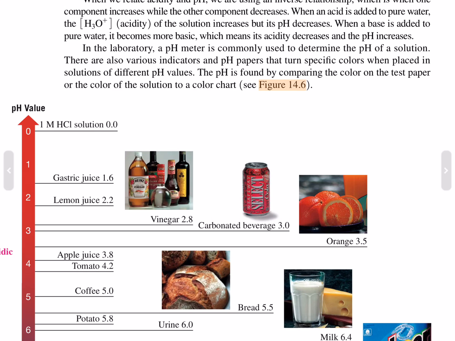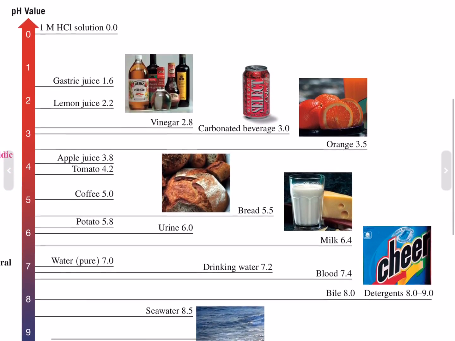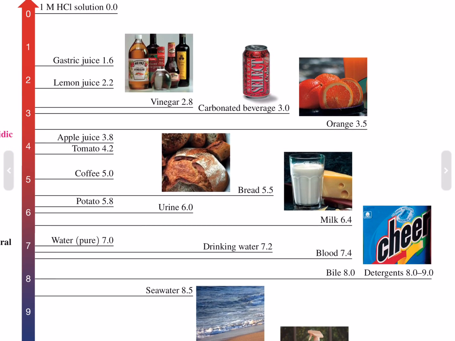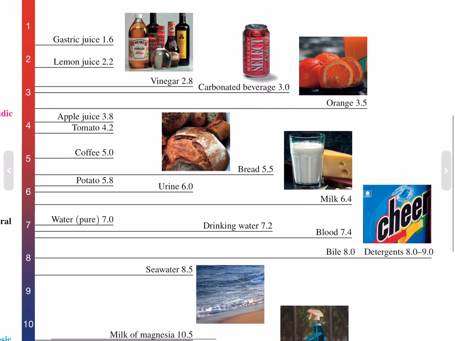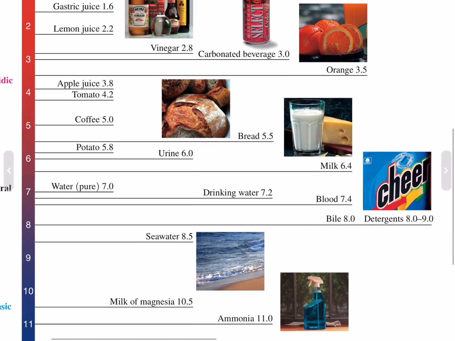Lemon juice, 2.2. Vinegar, 2.8. Soft drinks, carbonated beverage, 3.0. Oranges, 3.5. Apples, 3.8. Tomatoes, 4.2. Coffee, 5.0. Bread, 5.5. Potatoes, 5.8. Urine, 6.0. Milk, 6.4. Water, 7.0. Drinking water, 7.2. Blood, 7.4.